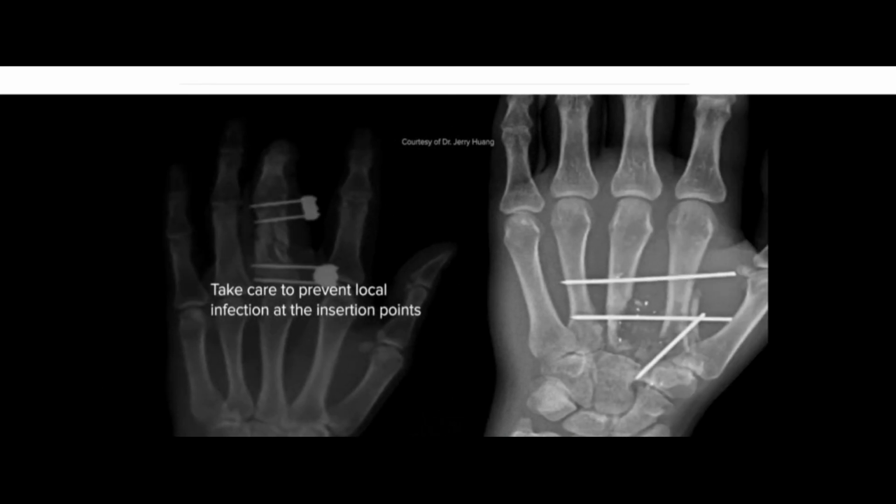Great care needs to be taken to prevent local infection at the insertion points. They can still be temporarily used for complex open fractures to allow for soft tissue management, then the frames are removed and internal fixation is provided.